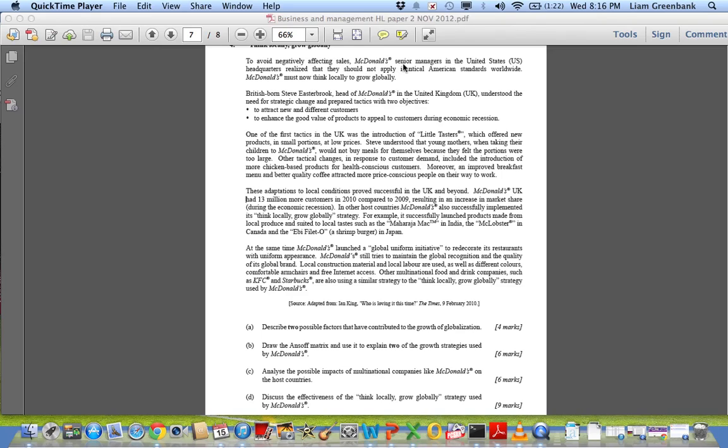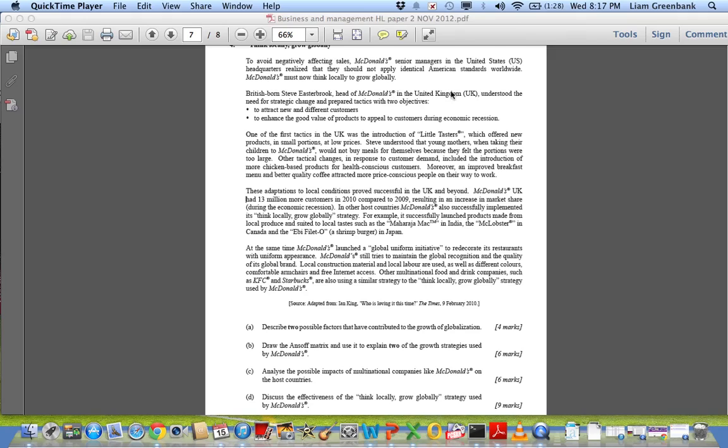So straight away, we've got McDonald's senior managers on the top line. In the US, headquarters realized that they should not apply identical American standards worldwide. They realized that McDonald's must now think locally to grow globally. So what we can say is the managers have an interest in taking account of what local cultures want to see in the McDonald's in order to help McDonald's grow globally.